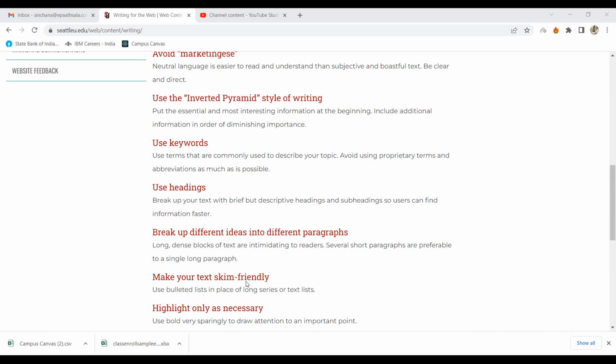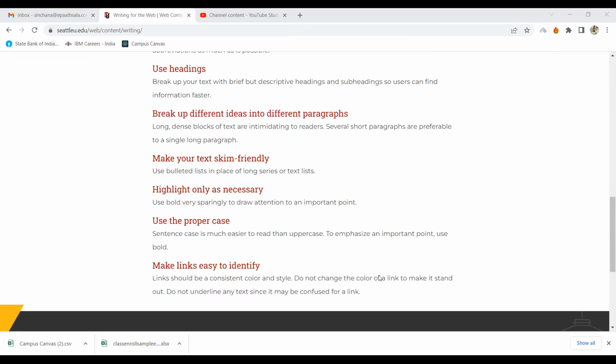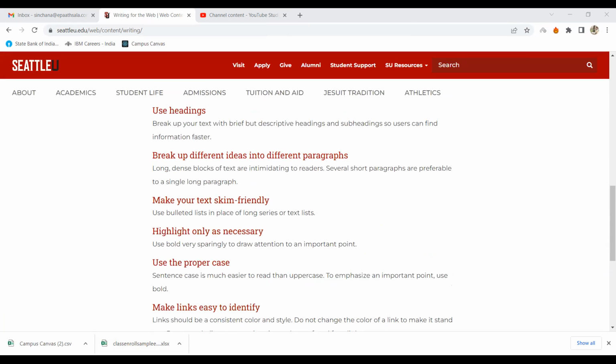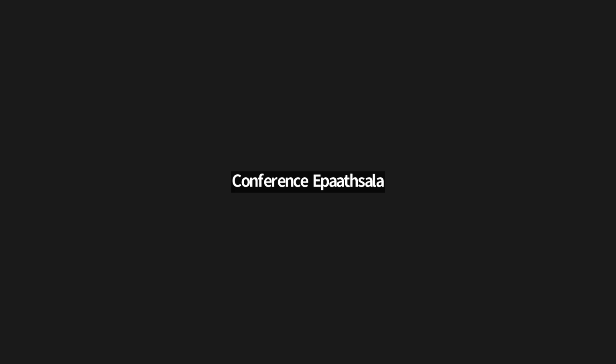Make your text scannable. You can use a bulleted list and you can highlight only as necessary. You can also make links easy to identify. So these are some points you can keep in mind when you are writing web content.